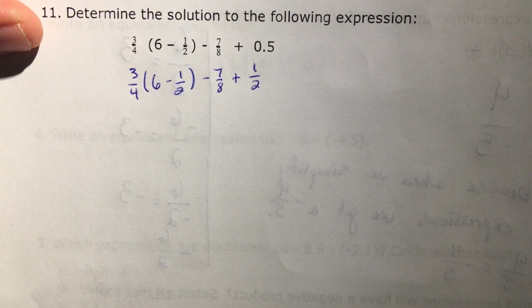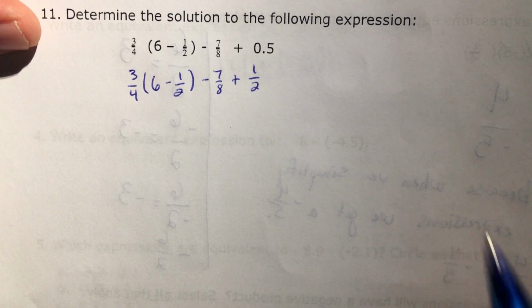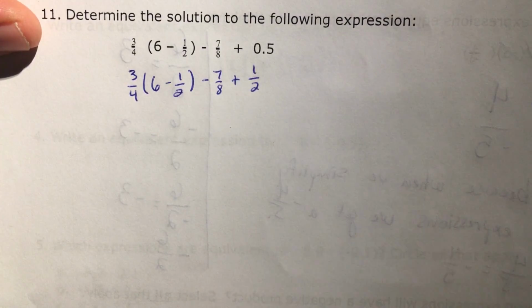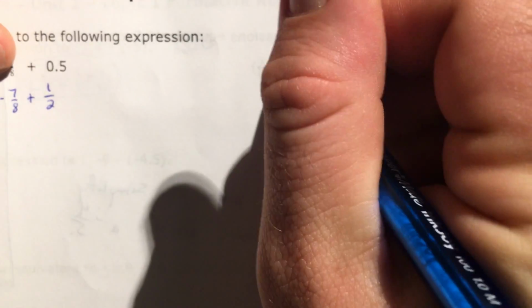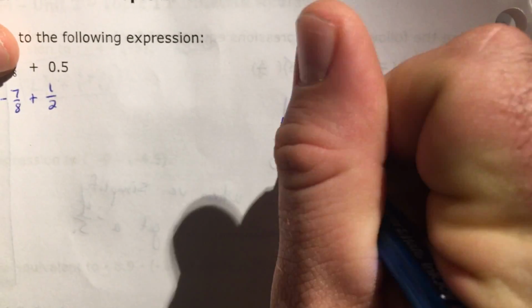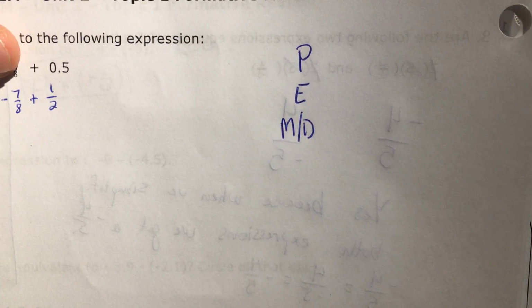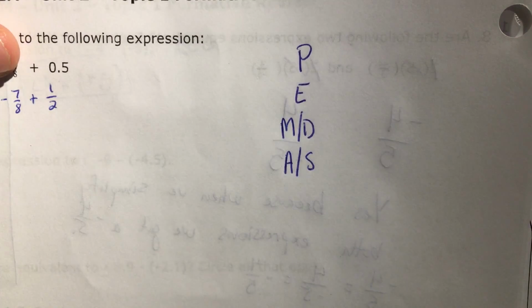Next, I have to remember my PEMDAS, which means parentheses, exponents, multiplication, division, adding, subtracting. When we say PEMDAS, what we really mean is something like this. I'm going to write it over here. Parentheses first, then exponents, then either multiplication or division, whichever comes first in our expression, and then either adding or subtracting, whichever one comes first in our expression.